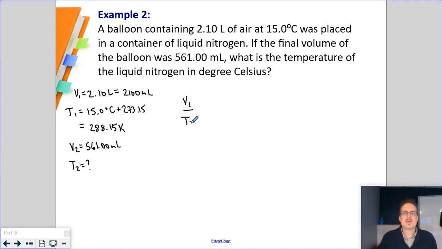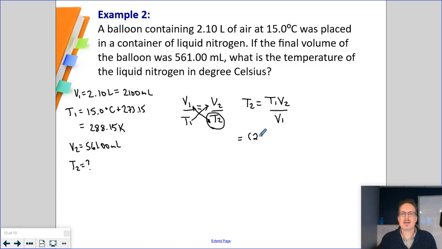V1 over T1 equals V2 over T2. I'm going to solve for T2. I will not solve for a variable in the denominator, so the first thing I'm going to do is move it up. If I move T2 up, I want to move V1 down, so they're going to exchange places. If T2 comes up, I want to also move T1 to the other side. So I'm going to have T2 equals T1 times V2 over V1. And we're going to substitute our numbers in.